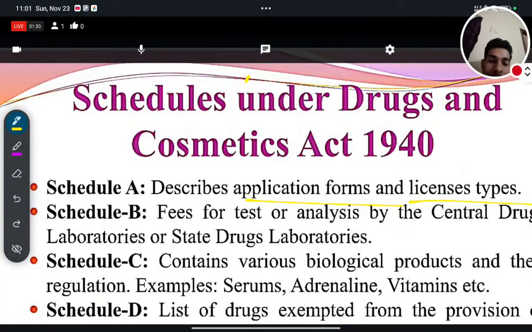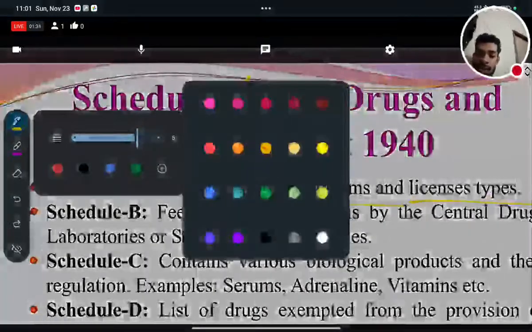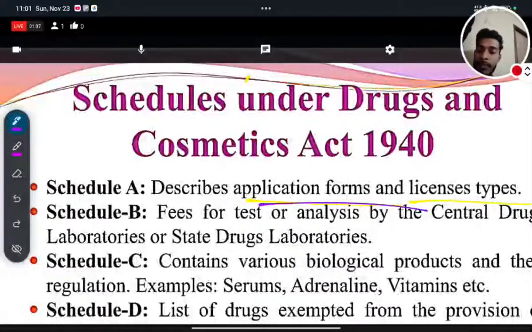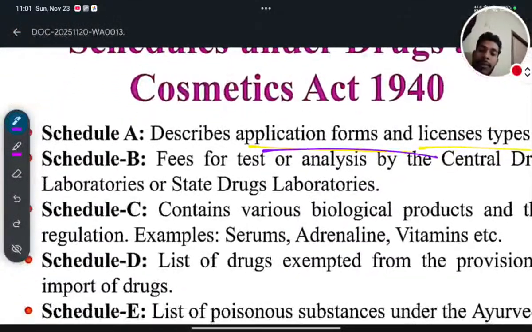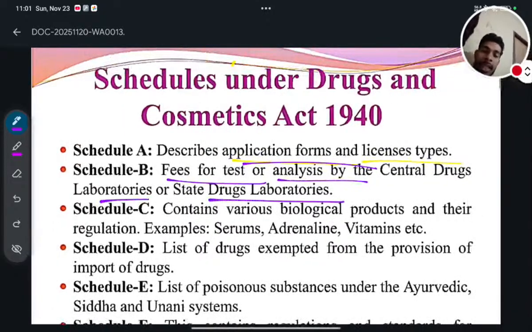So Schedule A describes the application form and license types. Again, Schedule B is for the fees of test and analysis in the Central Drugs Laboratories and State Drugs Laboratories. So Schedule B mainly describes the fees required for the different tests in the Central Drug Laboratory, that is CDL, and the State Drug Laboratory, that is SDL.